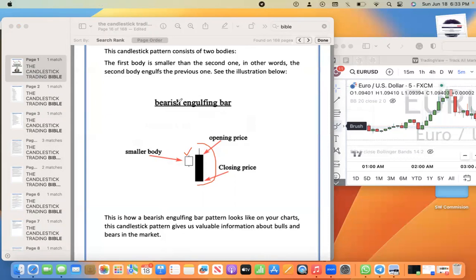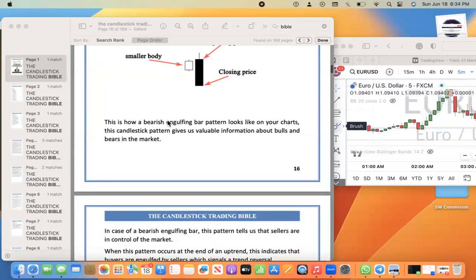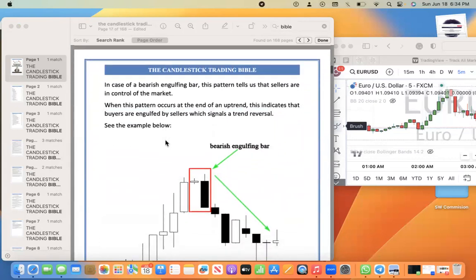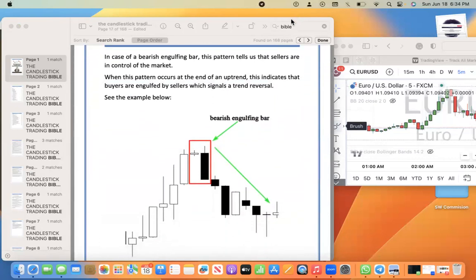But in order to satisfy the bearish engulfing bar pattern, this candle must be, well, I ain't gonna say must be, but for a reversal, it'll usually be green, or it'll be a buy candle. The next candle will be a red candle, and it'll completely consume the entire other candle, letting you know that the buyers have completely lost the battle and price is most likely going to go down, because that's typically what happens, and that's what this candle pattern is trying to tell you, right? In the case of the bearish engulfing bar, this pattern tells you that the sellers are in control of the market.